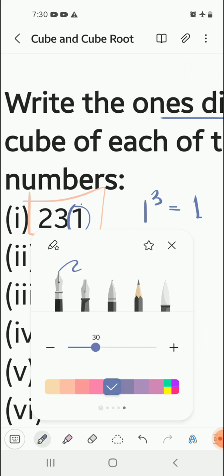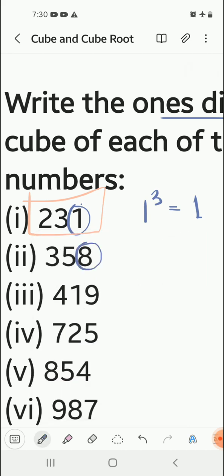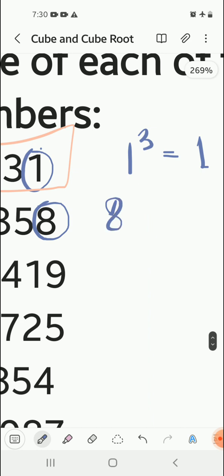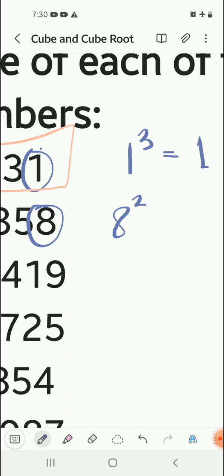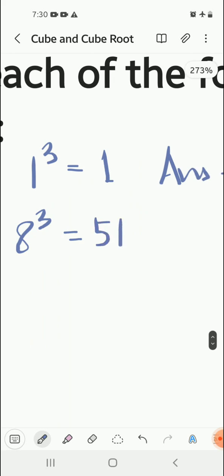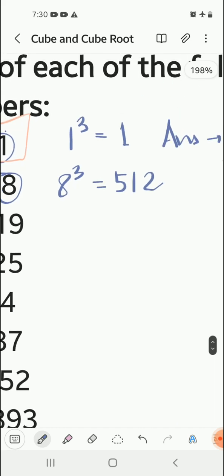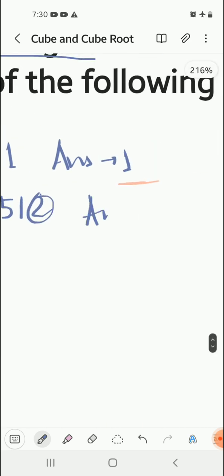See, we've got 8 in its units place. So we're going to find the cube of 8. 8 cube, that is 8 into 8 into 8. The answer will be 512. If you're well versed with the cube list, then you'll know it. So it is 512. So since it is 512, it ends with 2, which means the answer will be 2.